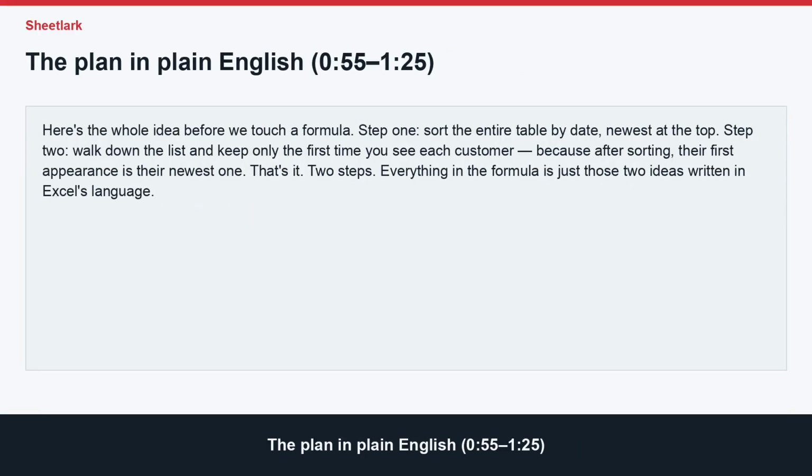Here's the whole idea before we touch a formula. Step 1. Sort the entire table by date, newest at the top. Step 2. Walk down the list and keep only the first time you see each customer, because after sorting, their first appearance is their newest one. That's it. 2 steps. Everything in the formula is just those 2 ideas written in Excel's language.